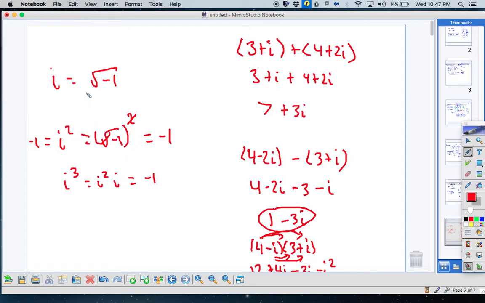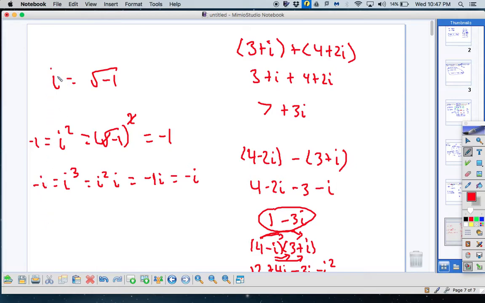And instead of i I could use the square root of negative 1. Actually, I'm going to leave it as i, because that's the way we normally see it. And when I multiply negative 1 times i I simply get negative i. We don't have to write that negative 1. So i cubed is known as negative i.